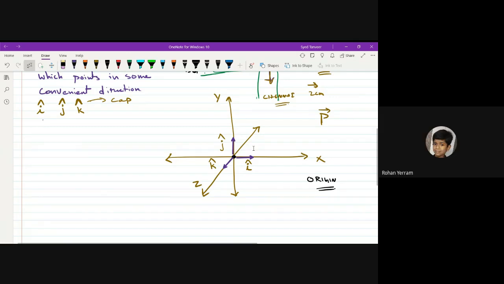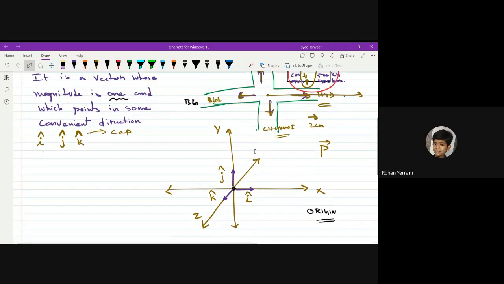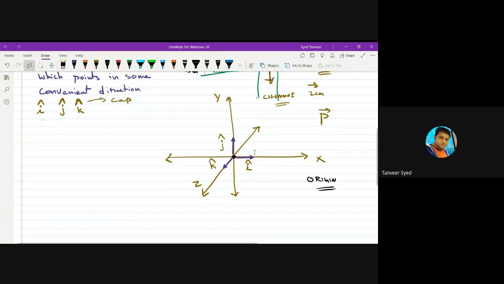Suppose I want to convey... Magnitude is always one. The magnitude of a unit vector is always 1.